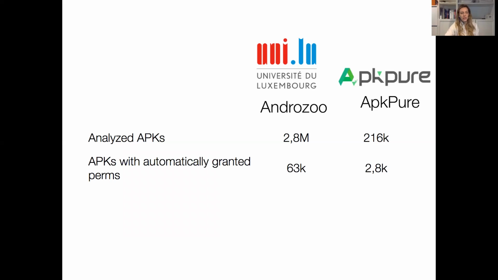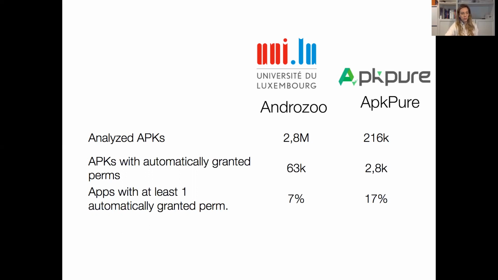We found 63,000 and almost 3,000 samples of APKs with automatically granted permissions. These may seem low numbers, but if we look at these numbers per application, we see that actually 7% of the apps in AndroZoo have at least one release with at least one automatically granted permission. This number is even higher in APKPure, it's 17%.